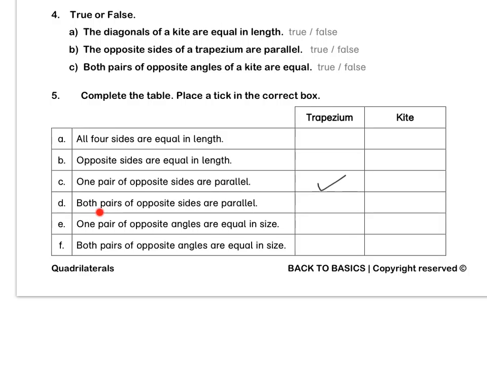D. Both pairs of opposite sides are parallel. That is not true. E. One pair of opposite angles are equal in size. That is not true. And F. Both pairs of opposite angles are equal in size. Also not true. Pause this video to complete question 5.